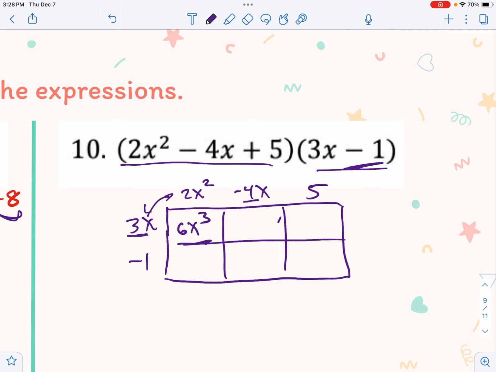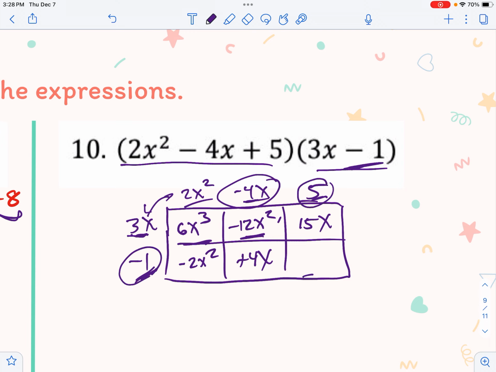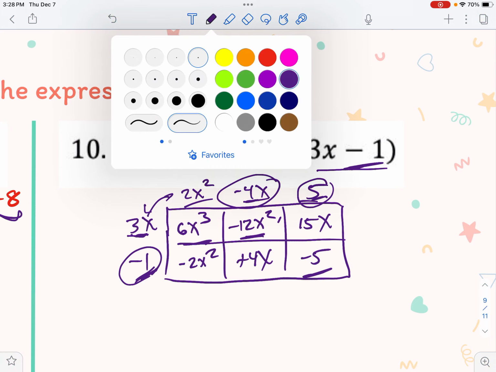Now I'm going to multiply 3x times negative 4x to get this term right here. 4 times negative 3 is negative 12. X times x is x squared. And finally, 3x times 5 is 15x. Negative 1, now to get this bottom row, I'm going to multiply all these by negative 1. 2x squared times negative 1 is negative 2x squared. Negative 1 times the negative 4x is positive 4x. And finally, negative 1 times the 5 is going to give me this square in here, and that's going to be negative 5. Okay, so that's the box method.